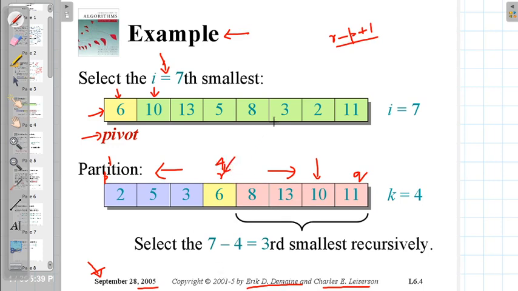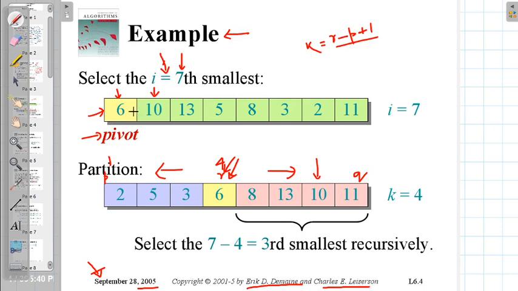Now I have K equal to R minus P plus 1. Then this is the kth position. This 6 is in the kth position of this array, and that will be the kth smallest element. You see, this 6 is the 4th smallest element, and I have to find out the 7th smallest element.